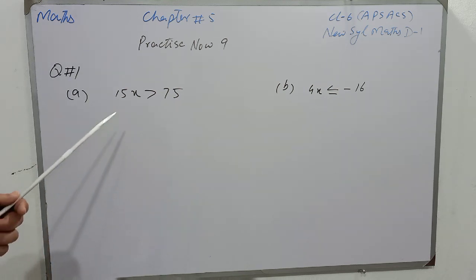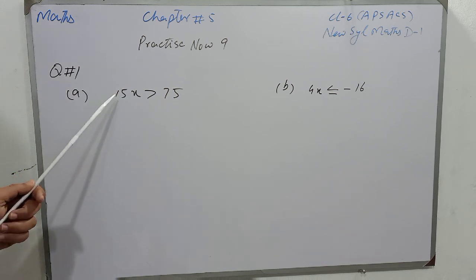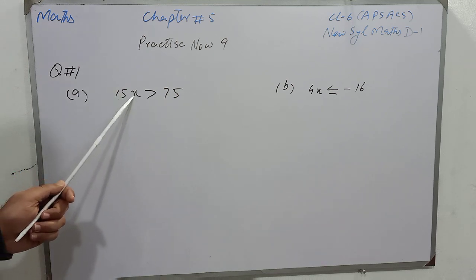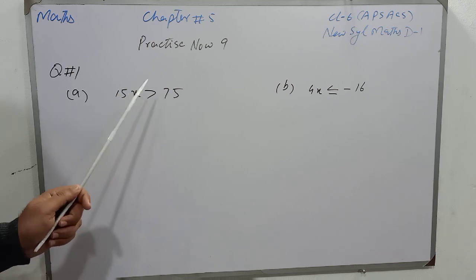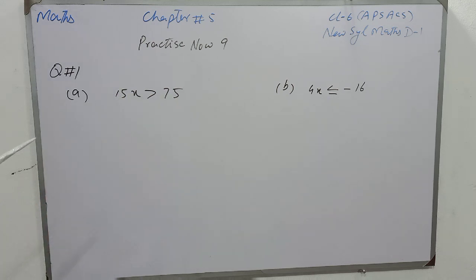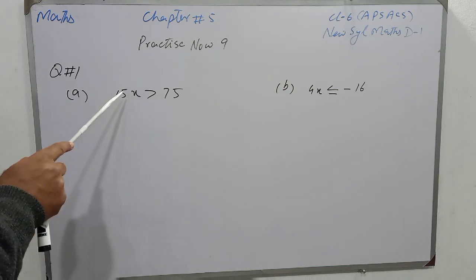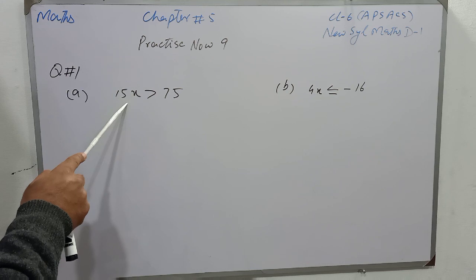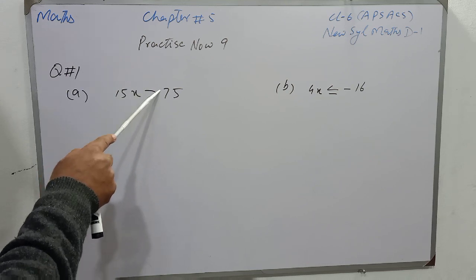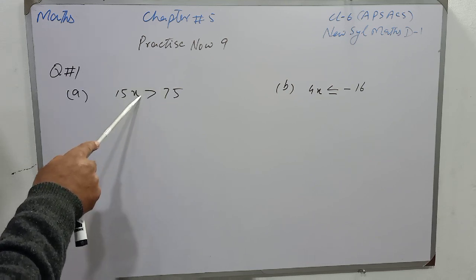So students, look at part A. 15 is multiplying with x. When we transfer it to the other side, it will divide. And keep in mind students, in inequalities, whenever we multiply or divide either side by a negative number, then we have to change the sign of the inequality.